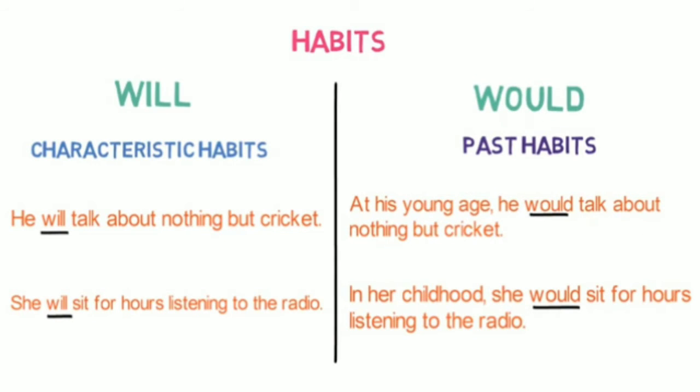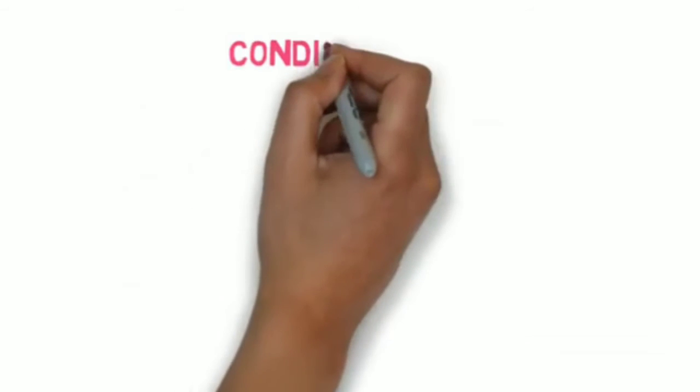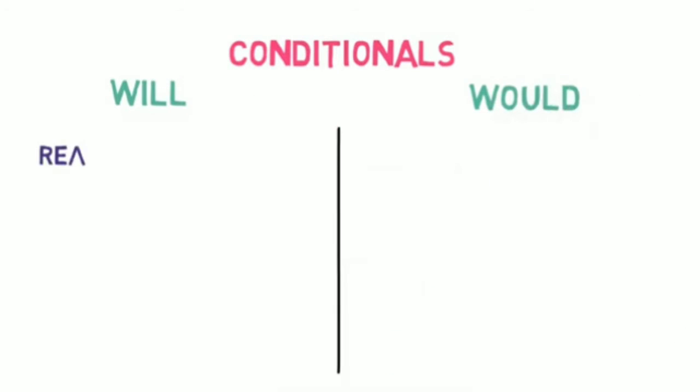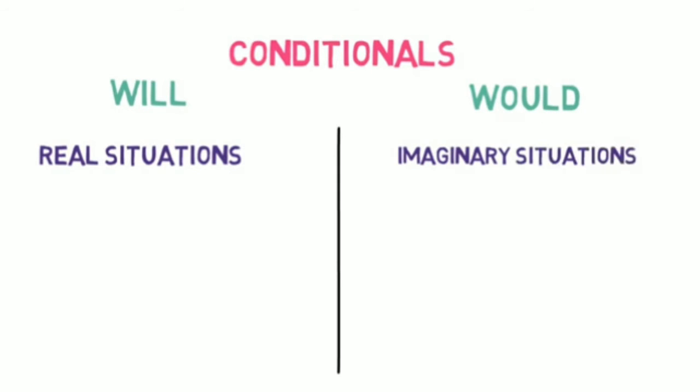Now, let's look into the next usage of the verbs will and would. Number 4, conditionals. In case of a condition where a real situation is talked about, we use will. And where the situations are imaginary, we use would. Let's look into examples where real situations are considered.